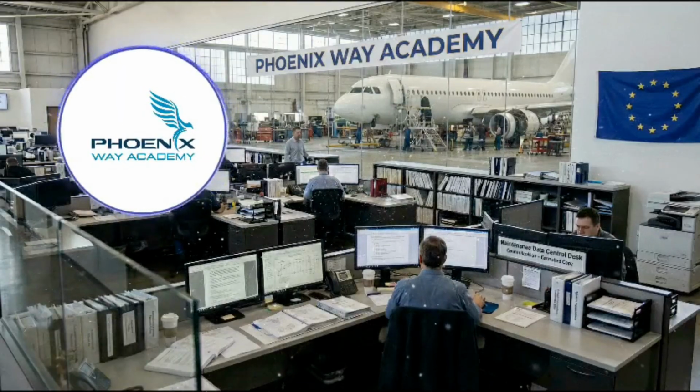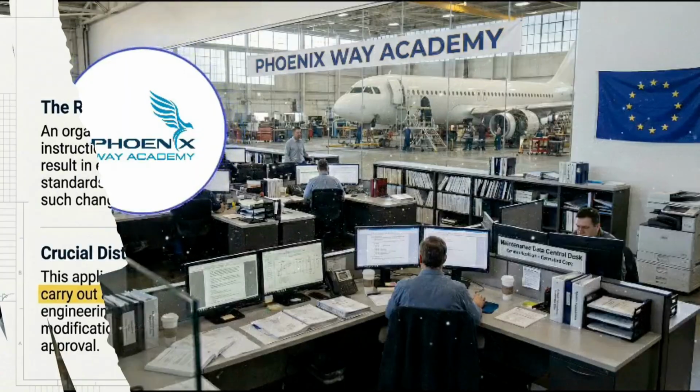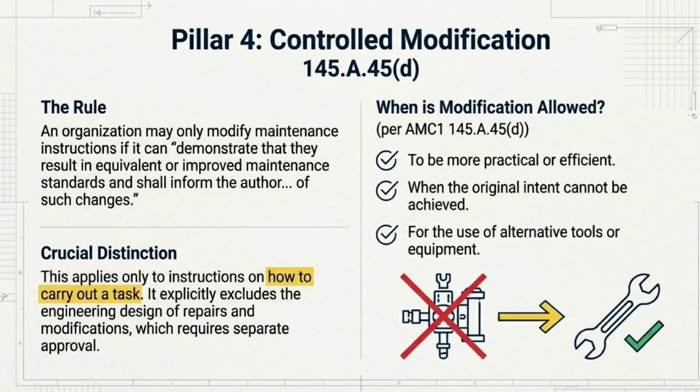Okay, let's move to the next section. Clause 145.A.45D. This one touches on a, let's say, sensitive area, modifying the maintenance instructions themselves. It specifies the organization may only modify maintenance instructions in accordance with the procedure that is specified in the MOE, and continues. With respect to changes to maintenance instructions, the organization shall demonstrate that they result in equivalent or improved maintenance standards and shall inform the author of the maintenance instructions of such changes.